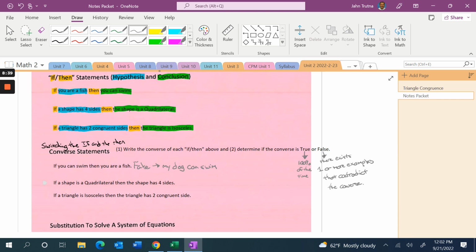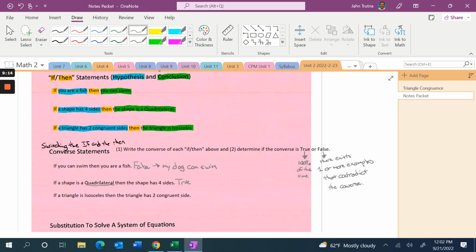Let's go to the second example right here. If a shape is a quadrilateral, then the shape has four sides. Is this true or false? First of all, what is a quadrilateral? Well, a quadrilateral means that it has four sides. So if you have a shape that's a quadrilateral, then the shape has four sides. This is true. It's true 100% of the time. Every shape that's a quadrilateral is always going to have four sides.